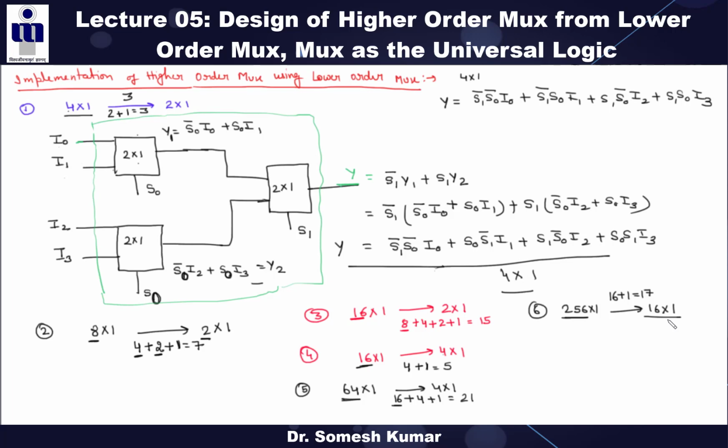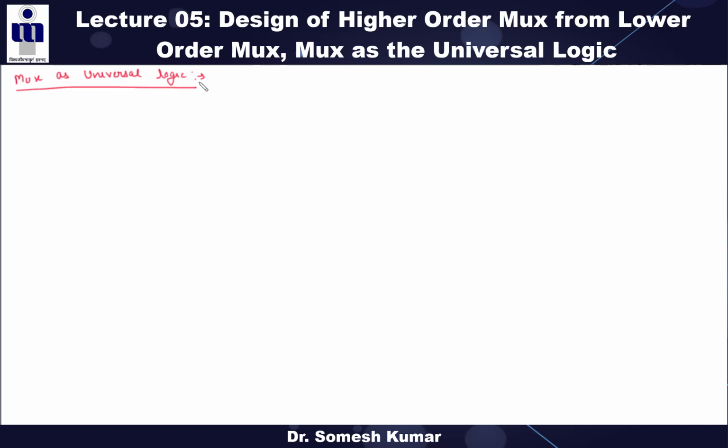So next we will discuss why mux behaves as a universal circuit, or why mux is called the universal logic, right? It means with the help of mux, other gates can be implemented. So that's why it is called the universal logic. Like we can design the AND gate using the mux. We can design OR gate, NAND gate, XOR gate, NOR gate, XNOR gate, or any Boolean expression using the multiplexer, right? Whether the multiplexer may be 2:1 mux or 4:1 mux.